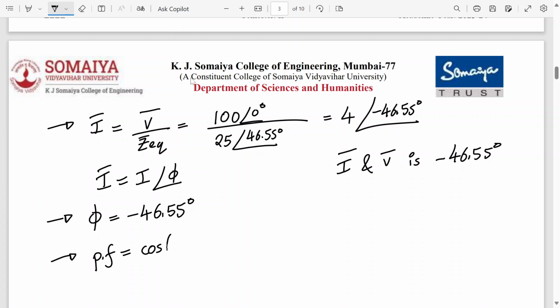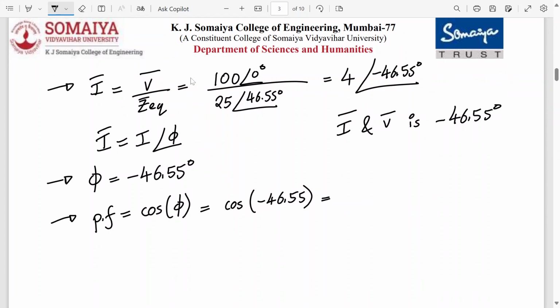Last we have to find the power factor. Power factor is cos phi. So cos of minus 46.55. Cos of minus theta is cos theta only. So let me know this final value. 0.69. Okay, correct. So please verify all the answers. So with this we complete series RLC, series RC, series RL, parallel RC, parallel RLC, and parallel RL circuits and their numericals analysis.